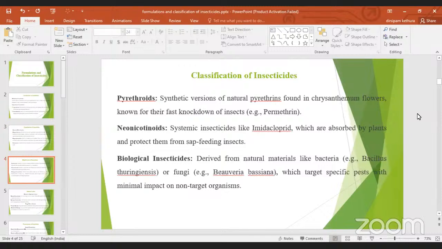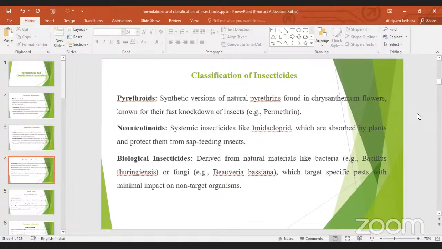Okay. And the fourth one is pyrethroids. These are synthetic versions of natural pyrethrins found in chrysanthemum flowers, that is chamanthi flowers, and are known for their fast knockdown of insects. The example is permethrin. And the next one is neonicotinoids, the systemic insecticides like imidacloprid, which are absorbed by plants and protect them from sap-feeding insects. And the last one, the sixth one, is biological insecticides, which are derived from natural materials.